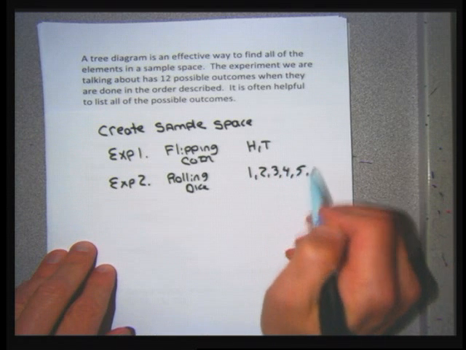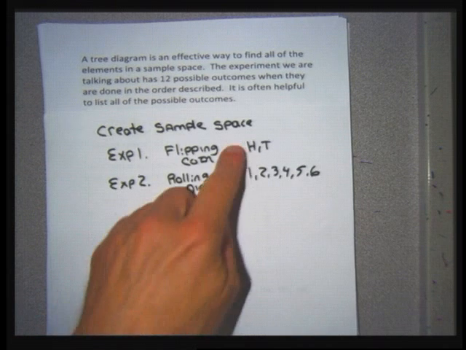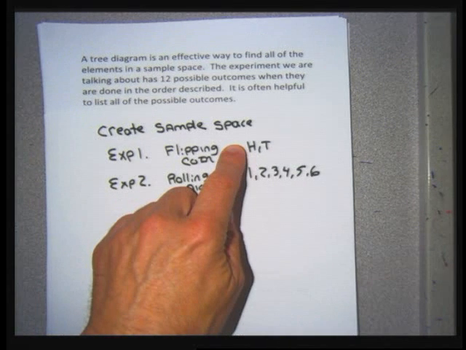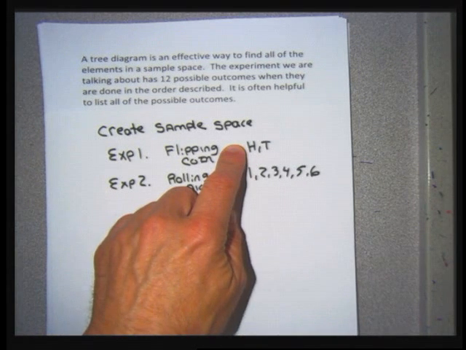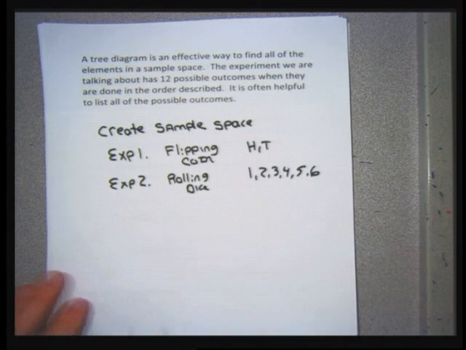A tree diagram is a way to list the sample space and make sure you don't duplicate items in the sample space and make sure you don't miss any. The counting principle told me since there were 2 results for the first experiment, 6 results for the second experiment, there's going to be 12 results in total.